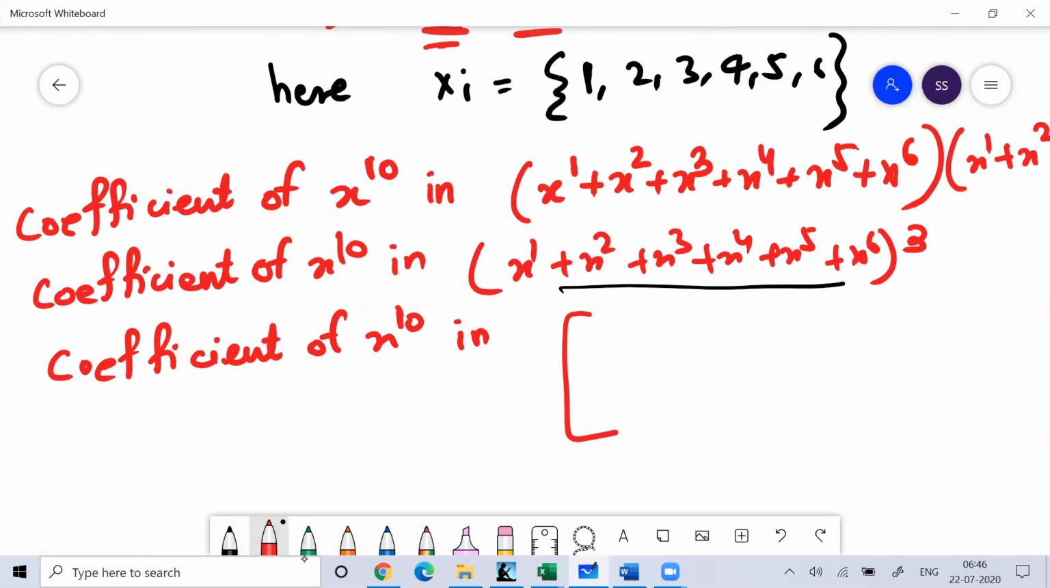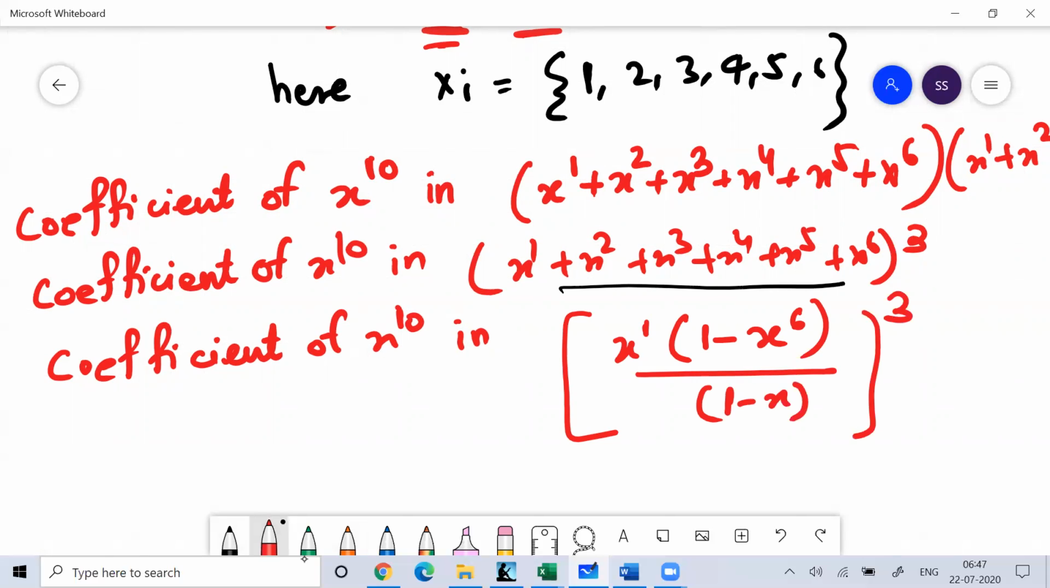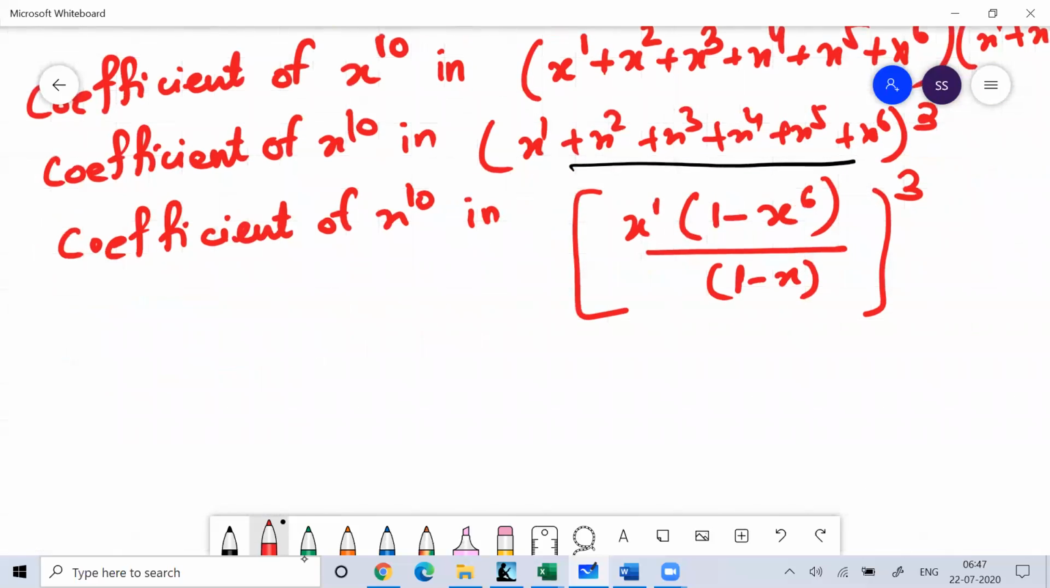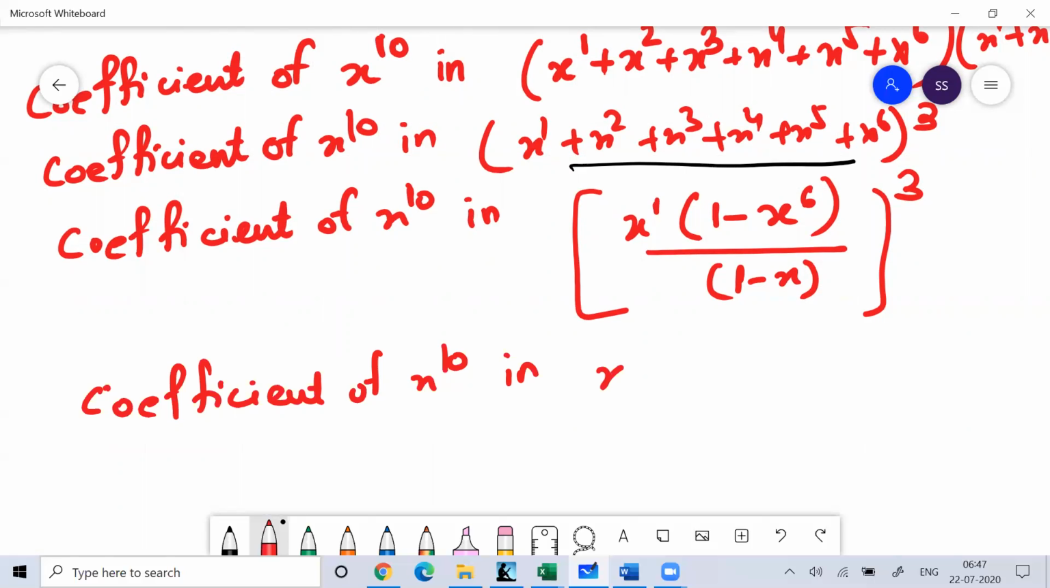So if you write them in the form of GP, this is A(1 minus R)/(1 minus R) to the power 3. Okay. So you can write them in the form of GP. So I can write this coefficient of x to the power 10. If you have a little bit of basic knowledge of binomial theorem, that would be more than enough. So this would be x to the power 3 into (1 minus x to the power 6) to the power 3 into (1 minus x) to the power minus 3.